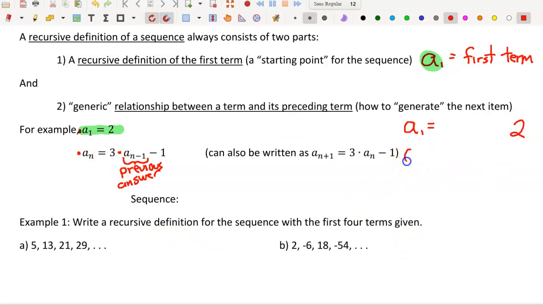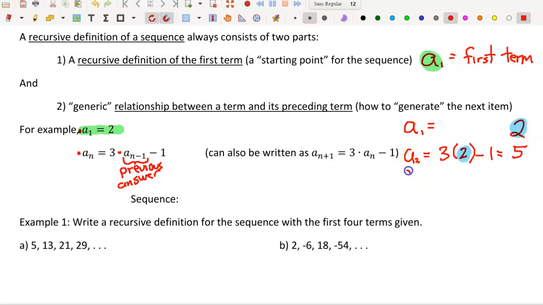Okay? And the second one, what you do is you say, well, to get my second term, I'm going to do 3 times my previous answer. My previous answer is 2. And then I'm going to subtract 1. And that's going to equal a number. And then I repeat that process over and over. So this number right here, we took the previous answer and used it to get the next answer. And that's what recursion, or repeating steps, is all about. Okay? So I can get this answer, which is 5, right?